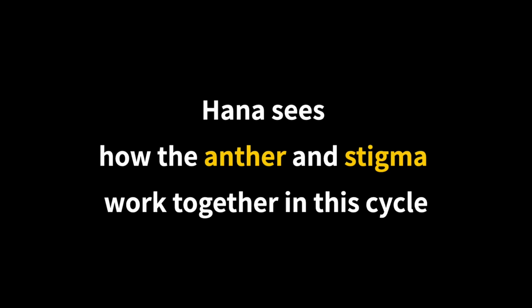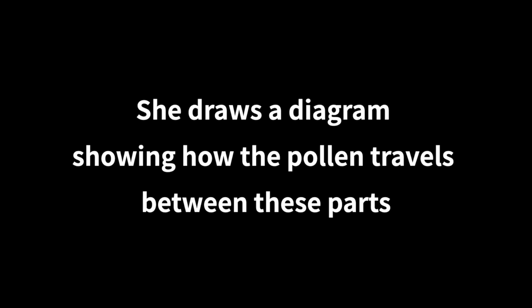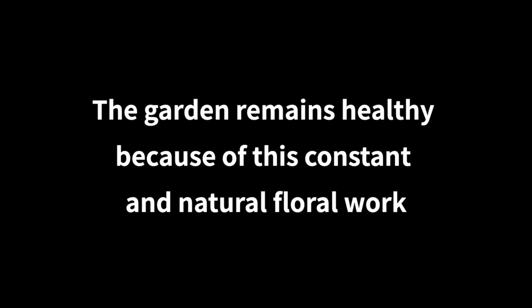Hannah sees how the anther and stigma work together in this cycle. She draws a diagram showing how the pollen travels between these parts. This simple movement will soon create new seeds for the next year. The garden remains healthy because of this constant and natural floral work.